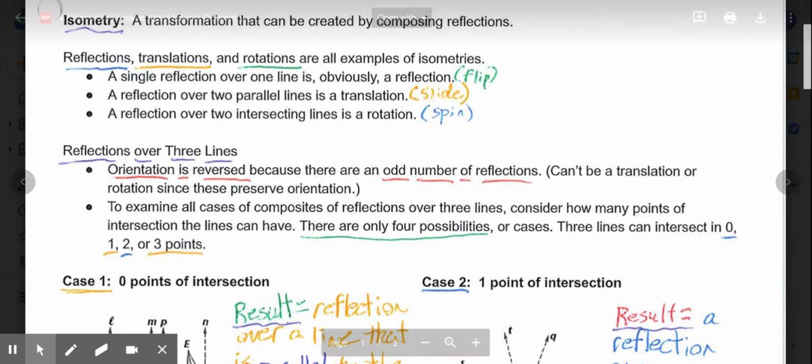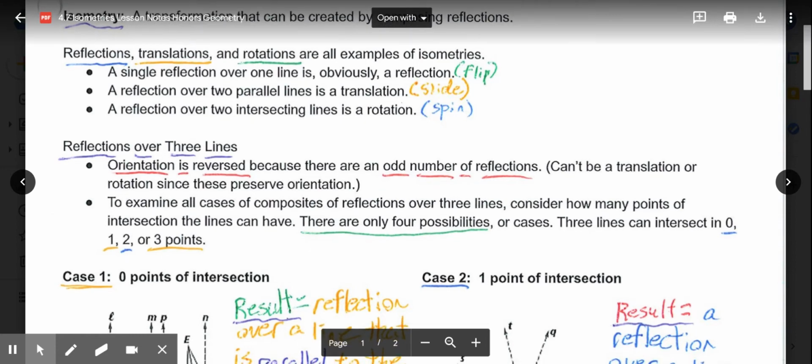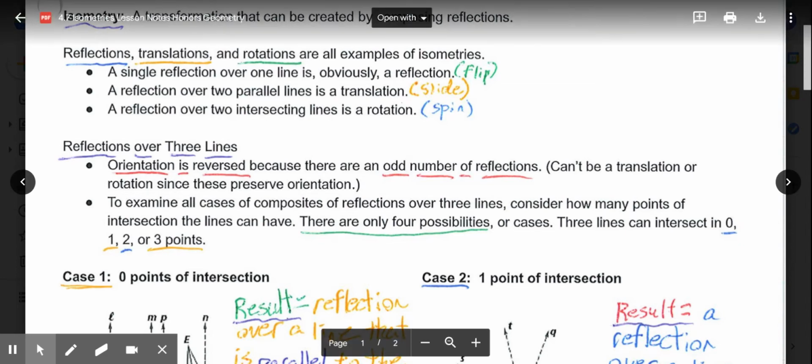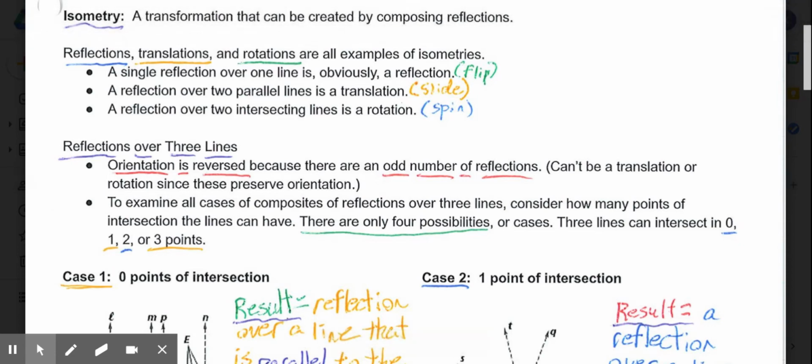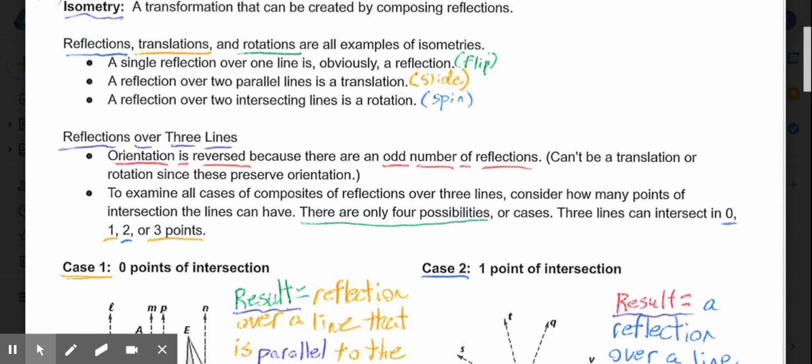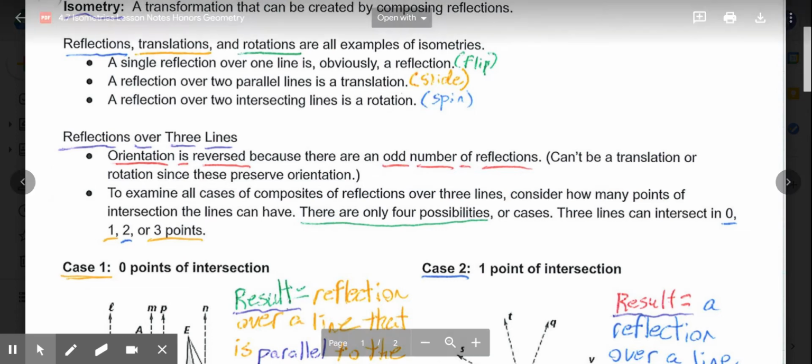The next piece also tells us to examine all cases of composites of reflections over three lines, and consider how many points of intersection the lines can have. There are only four possibilities or cases: the lines intersecting at 0 points, never intersecting, or the lines intersecting at 1, 2, or 3 different points. So what results do we get when we're doing these reflections over three lines?